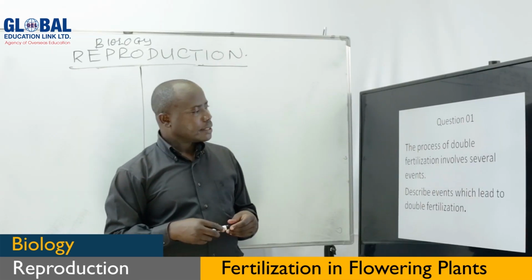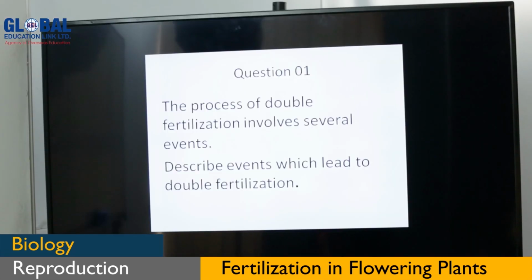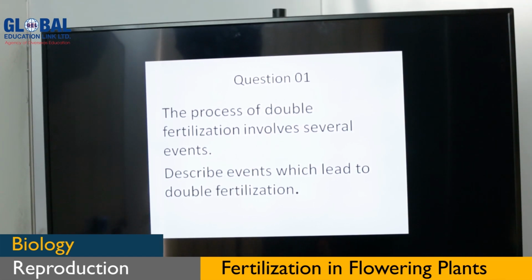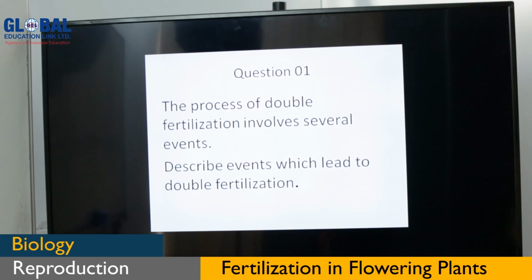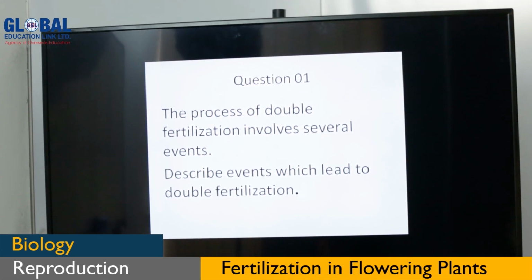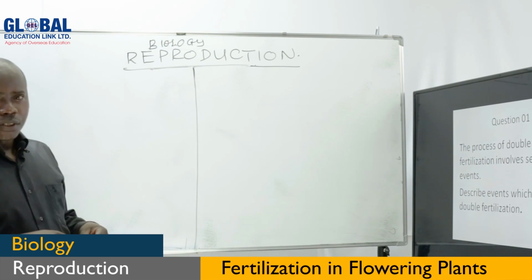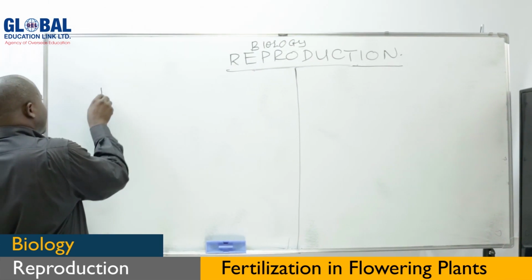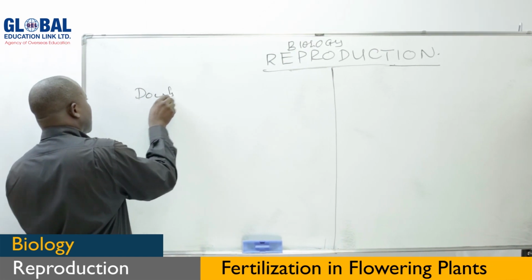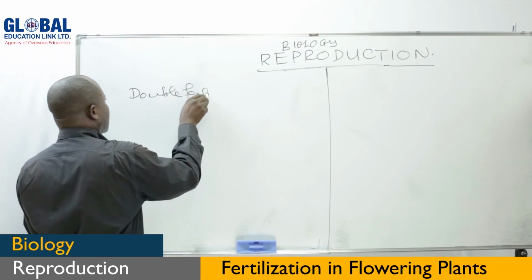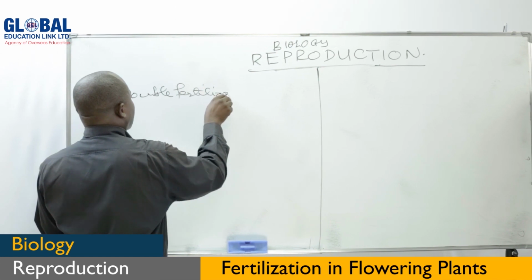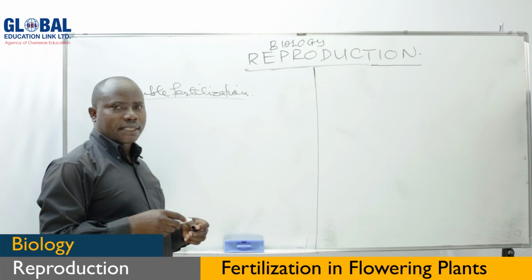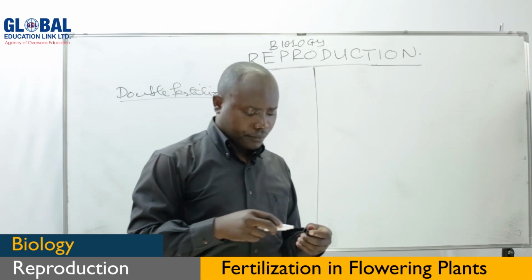The first question reads: the process of double fertilization involves several events. Describe events which lead to double fertilization. What you need to know here is that double fertilization is a unique aspect in flowering plants only.